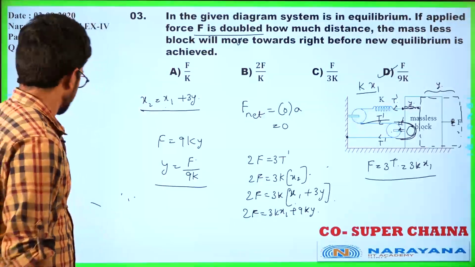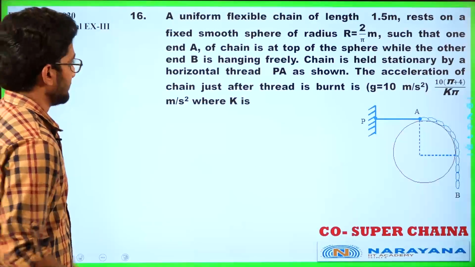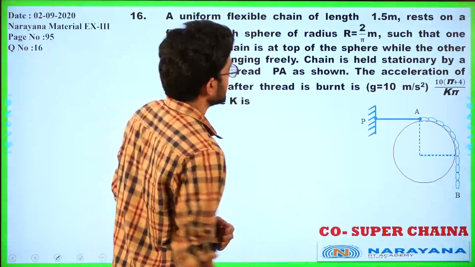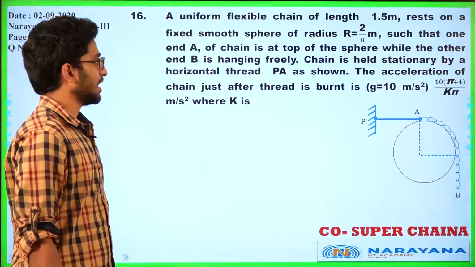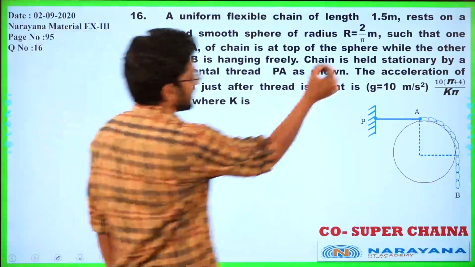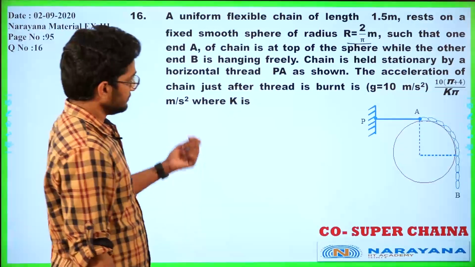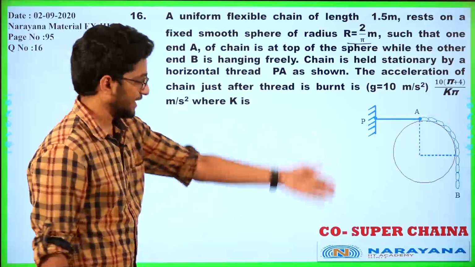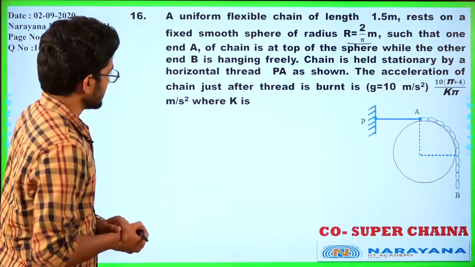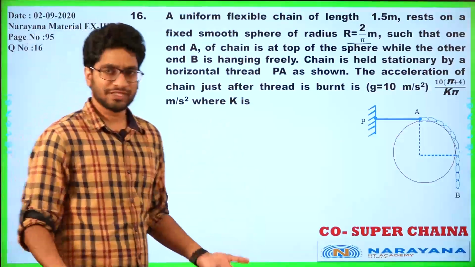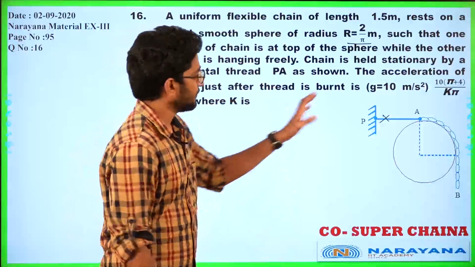So we'll move to the next question. Yeah. So here there is again a uniform flexible chain of length 1.5 meters. It rests on a fixed smooth sphere of radius r equals 2 by pi meters. Such that one end A of the chain is at the top of the sphere while the other end B is hanging. So one end is freely hanging, the other end is attached to the string. Find the acceleration of the chain just after the thread is burnt. If the thread is cut, it starts sliding down because of its weight. So we need to find the acceleration.